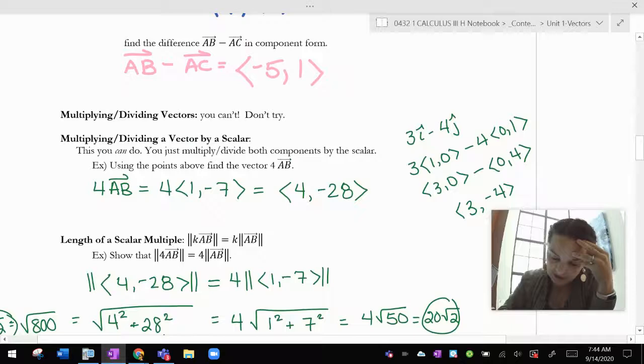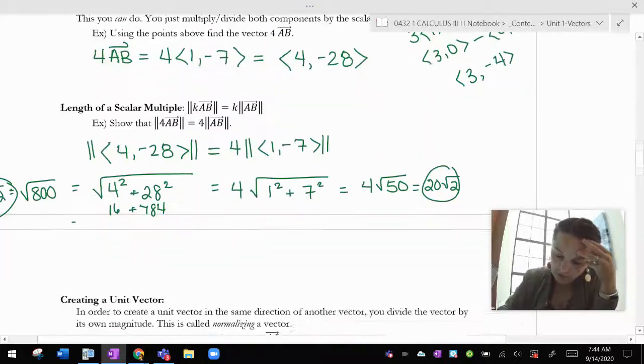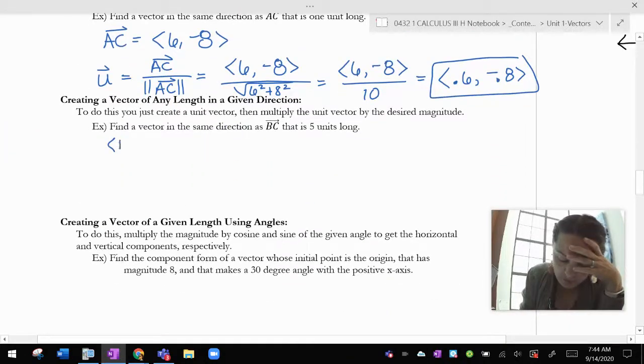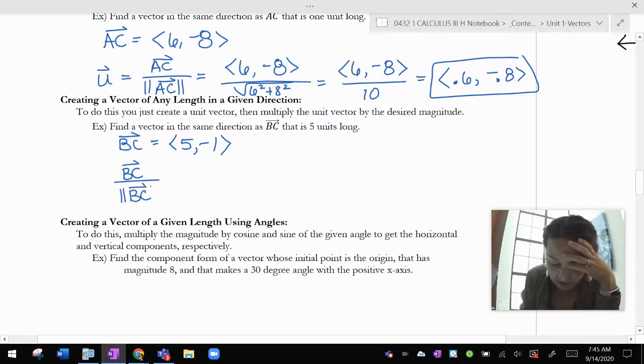I don't think I know what BC is right now, so I'm going to scroll back up here. BC from way up here is 5, negative 1. Okay. So if BC is 5, negative 1, and I want a vector in the same direction that's 5 units long, what I'm going to do is take BC, divide it by its magnitude, and then multiply it by 5.